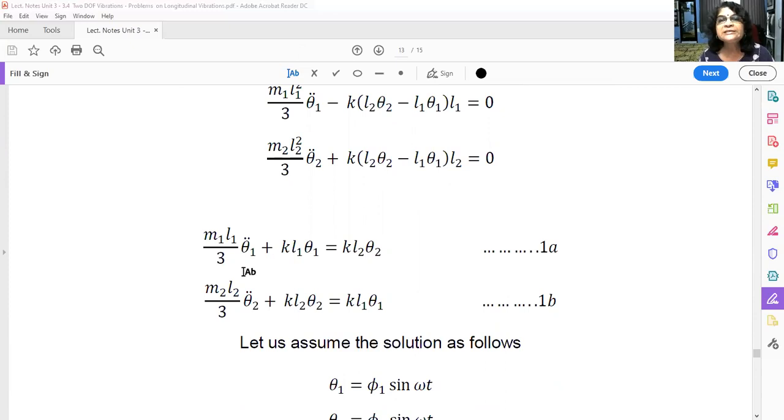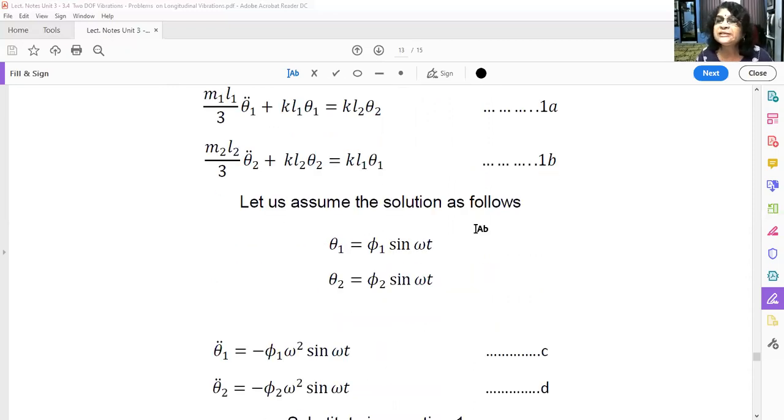So let us see here. M1 L1 upon 3 theta 1 double dot plus the coefficient of theta 1 is KL1, and the coefficient of theta 2 is KL2. Similarly here also. So you have collected the coefficient of theta 1 and theta 2 together. Now what is the next step? You have to assume the solution. Same solution, only you have to write it in terms of angular parameters. So x1 will be replaced by theta 1, capital X1 will be replaced by phi 1. Similarly, small x2 is replaced by theta 2 and capital X2 is replaced by phi 2.